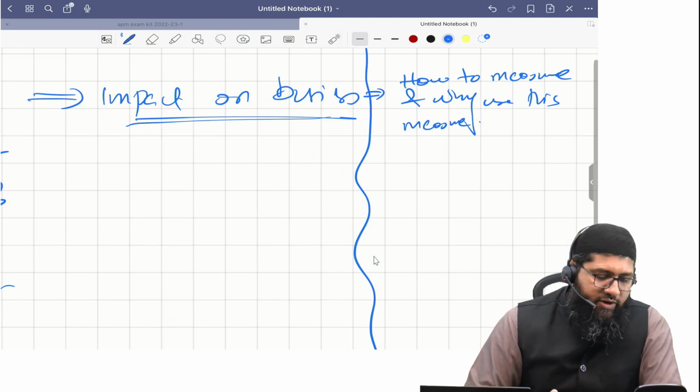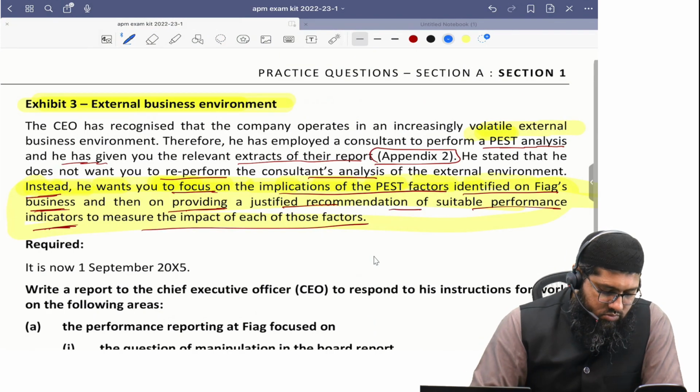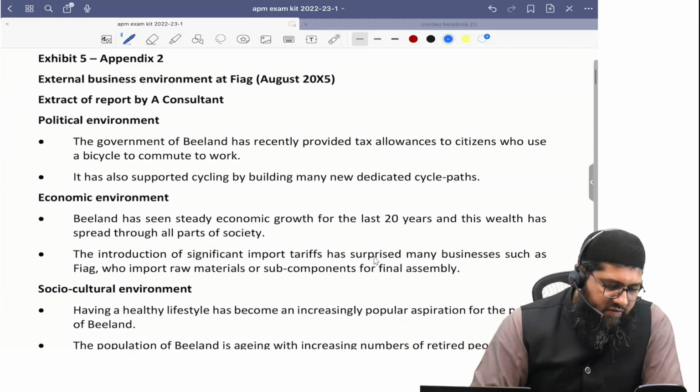Now, let's try to understand this. See, this is the report.